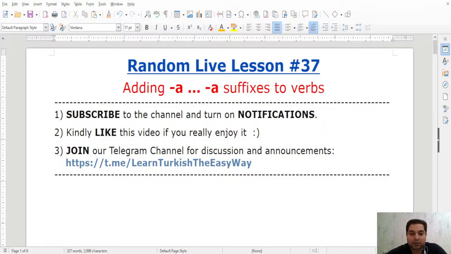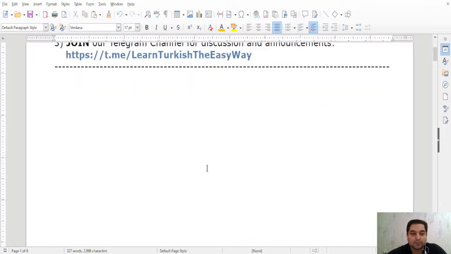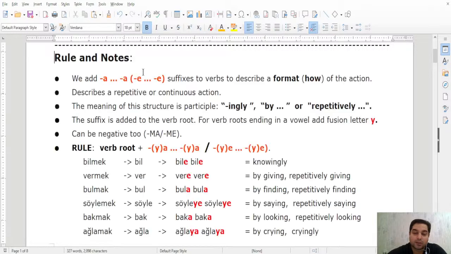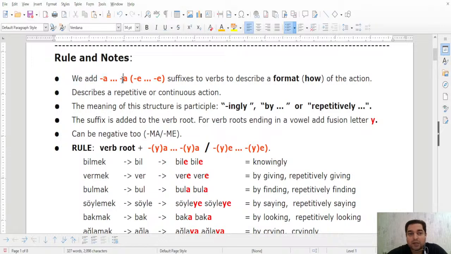So what is this structure all about? As mentioned with the other classes, we have rules and notes. So this is an adverbial structure where we add this pair, which may be a or ee. If the vowel is a soft vowel, I, ö, ü and e, then you add ee, of course. And if the vowel in the last syllable of the root is a hard vowel, which is a, ö, o, u, then you will add a by default.